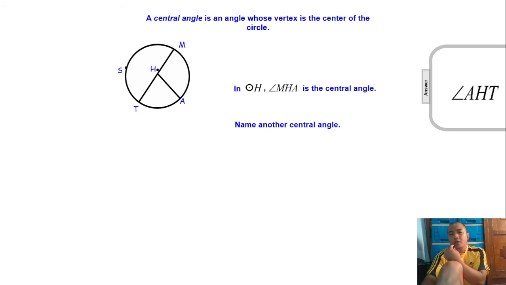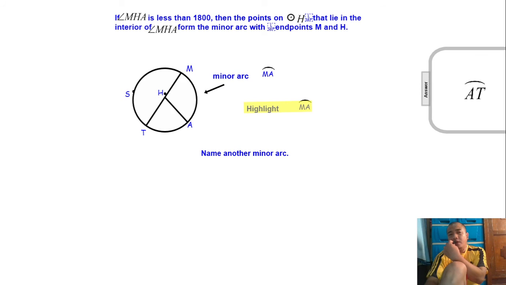In circle H, angle MHA is a central angle. Name another central angle. Angle AHT. Because in angle AHT, the vertex is the center of the circle, and its sides are two radii of the circle. If angle MHA is less than 180 degrees, then the points on circle H that lie in the interior of angle MHA form the minor arc with the endpoints M and A. So, arc MA is a minor arc.